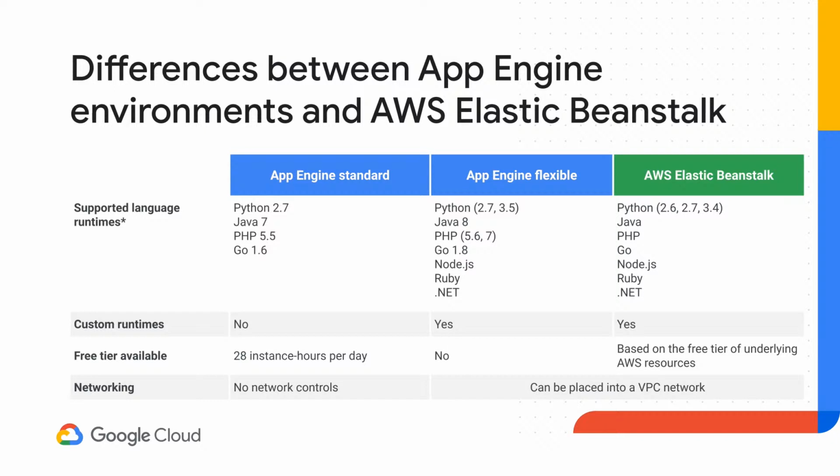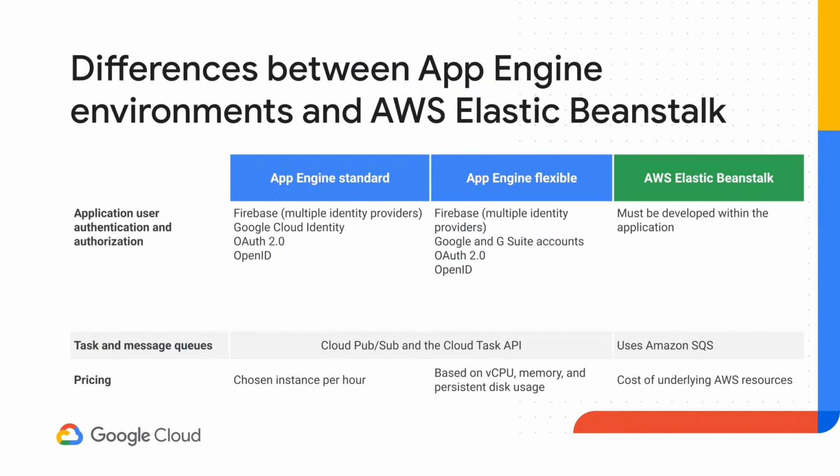App Engine Standard doesn't support network controls. Only IP endpoints are exposed to the internet. App Engine Flexible and Elastic Beanstalk both support the use of VPCs. For application authentication, Elastic Beanstalk requires you to write the authentication into the application running on the platform. For App Engine, Google offers a variety of identity providers using Firebase.